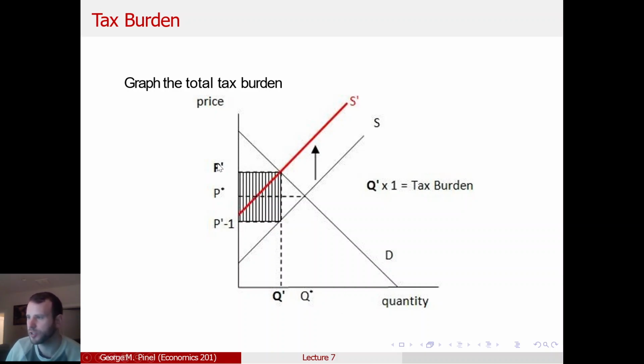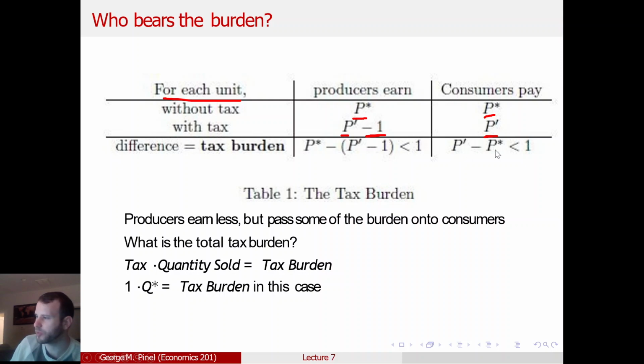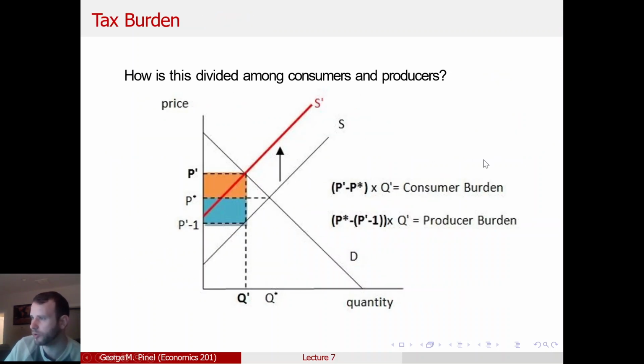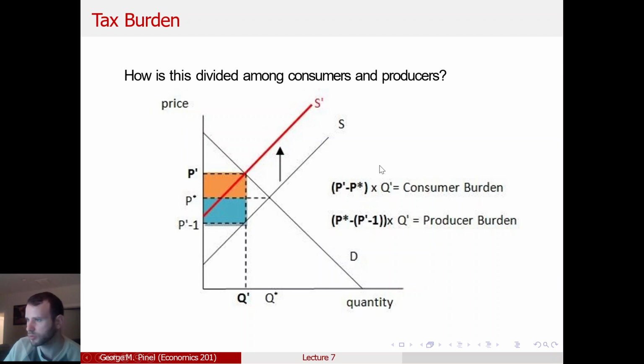So the total tax burden is going to be this area here, which, like I said, was B plus C in the graph that we did. Okay, this is probably a nicer looking graph. The change in consumer surplus as a result of the tax is going to be this orange area and this deadweight loss here, where this orange area is P prime minus P star. And look, P prime minus P star is the per unit consumer tax burden. And then P star minus P prime minus 1 times Q star, that's going to be your producer tax burden.